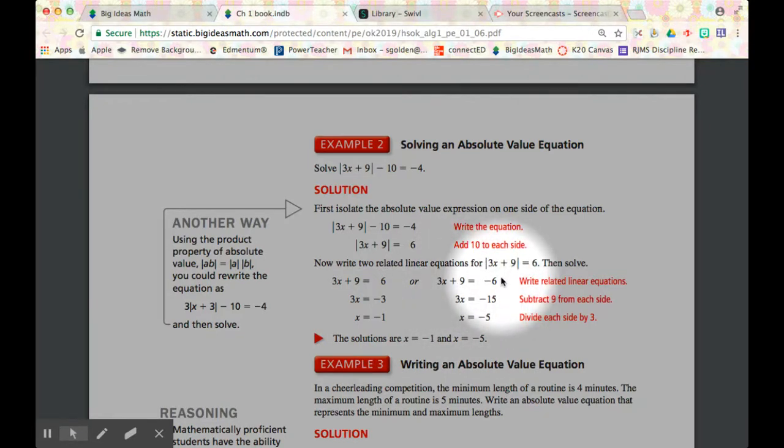Then if I come over to this other side, and I solve it, again we subtract 9. Well, negative 6 minus 9 more is negative 15. So I have 3x equals negative 15. I divide both sides by 3, and I get that x equals negative 5. So my solution here is x equals negative 1 and x equals negative 5.